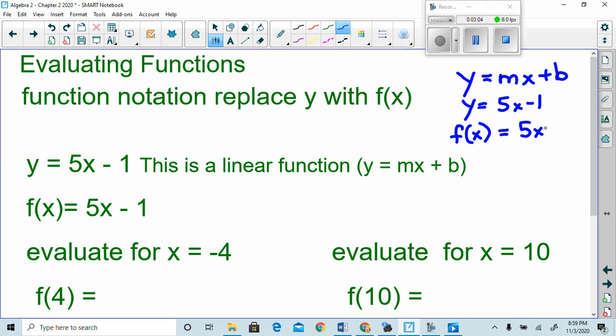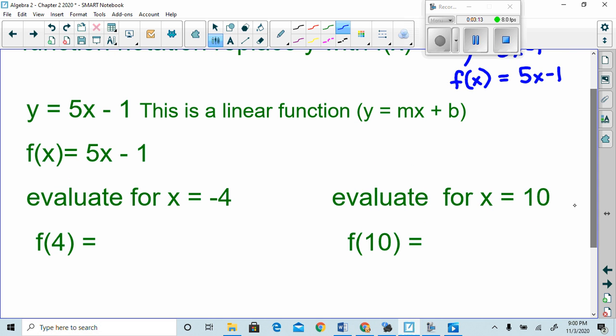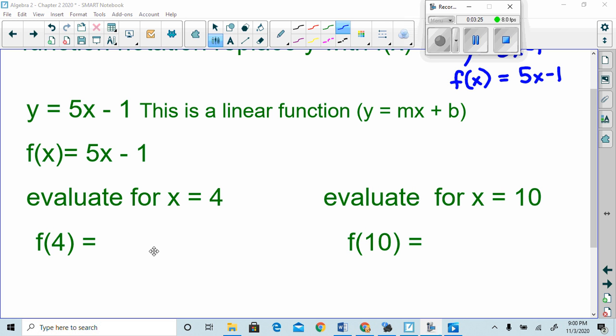All I'm doing is just renaming the y. Why am I doing that? Because now I can evaluate at a given point. Instead of doing a whole table of values, I can now take this function and let's try simplifying this expression. We can choose any input value, but in this case we're looking at 4. So 5 times 4, we're replacing the x right here.